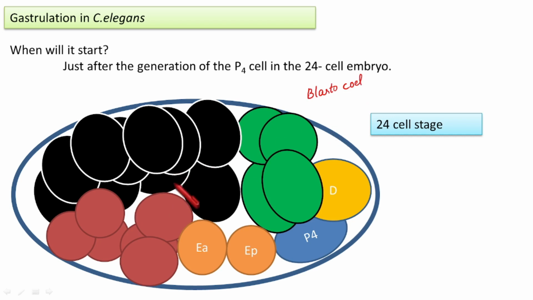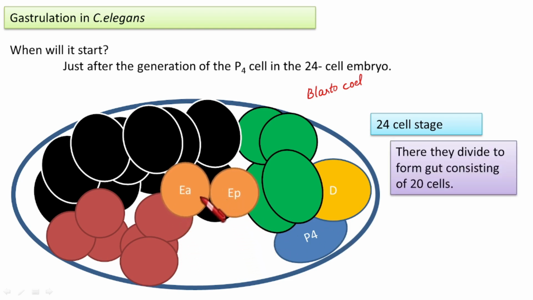Okay. And we need to familiarize ourselves with all the cells present inside the embryo. As we learned in the last class, these cells are the AB cell descendants, these are MS cell descendants, these are E cell descendants, these are C cell descendants, and this is D, and this is the P4 stem cell. And what would be the first process that happens in the gastrulation of C. elegans? The first process is the migration of daughter E cells from the ventral side towards the inner side of the embryo, and they divide there and form a gut primordium consisting of 20 cells.